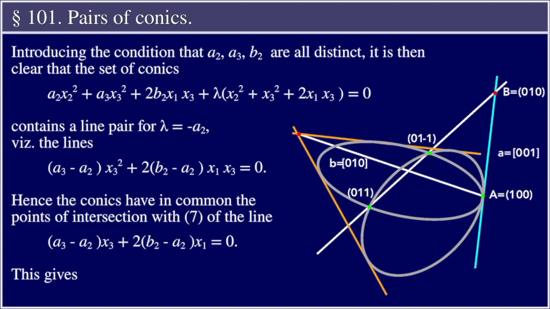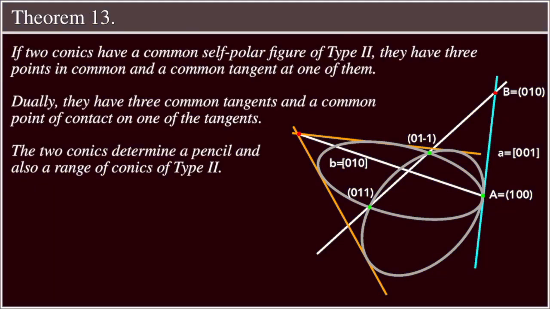This gives Theorem 13. If two conics have a common self-polar figure of type 2, they have 3 points in common and a common tangent at one of them. Dually, they have three common tangents and a common point of contact on one of the tangents. The two conics determine a pencil and also a range of conics of type 2.